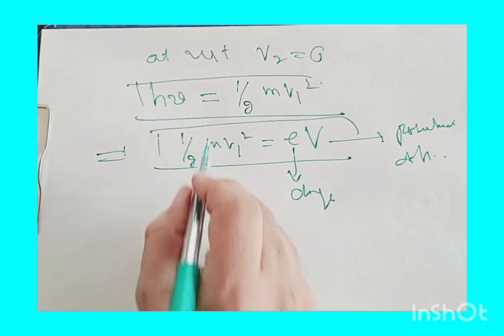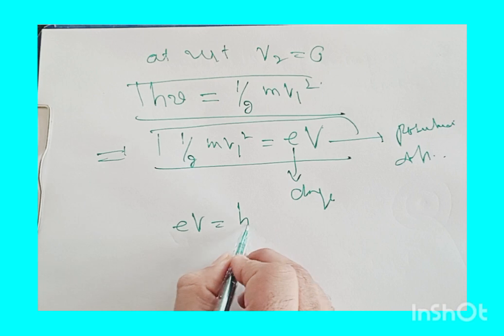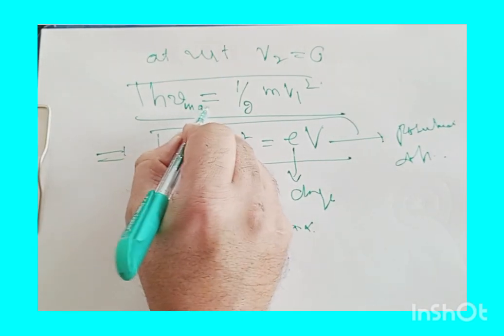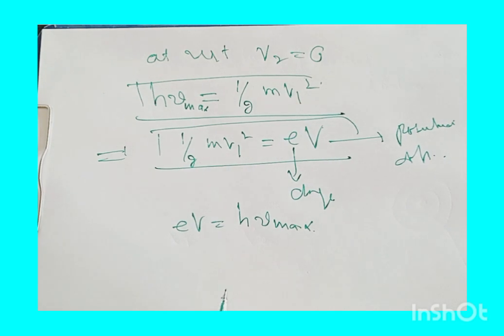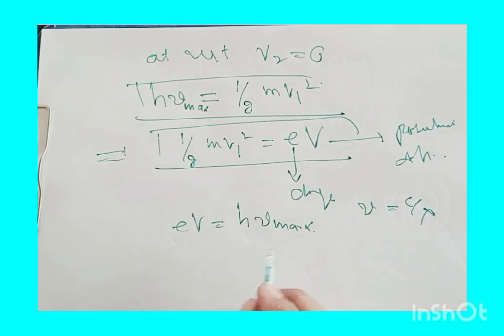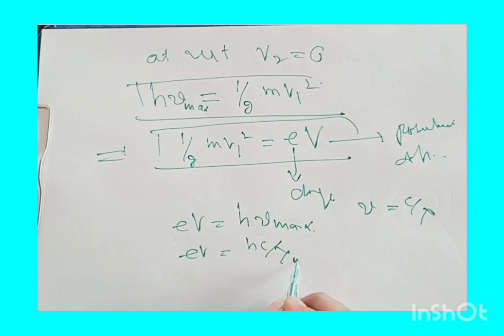Now, we can see here that eV is equal to h nu max. This is the maximum frequency, which means minimum wavelength. So for nu we can use c by lambda, and what we will have is eV equals h c by lambda min.